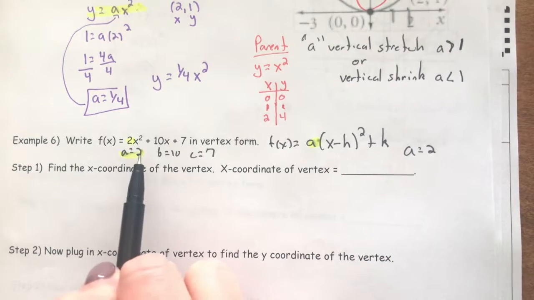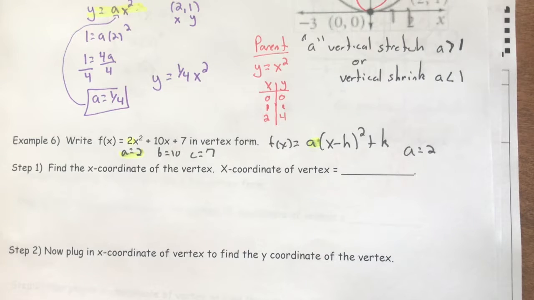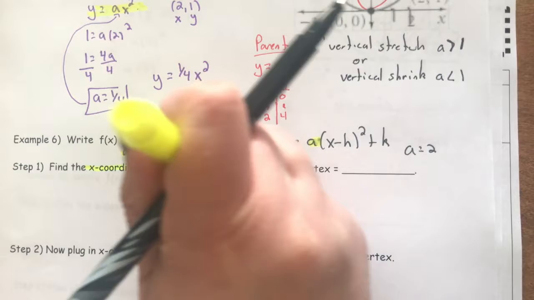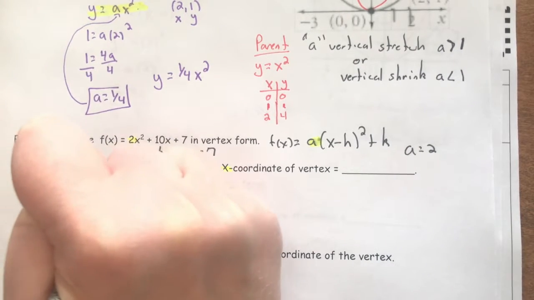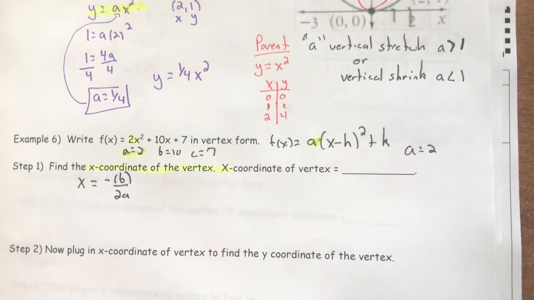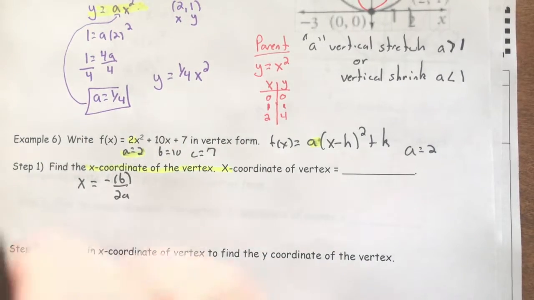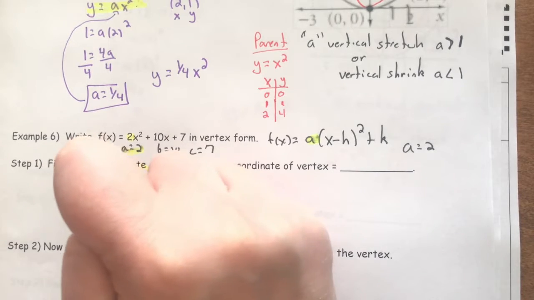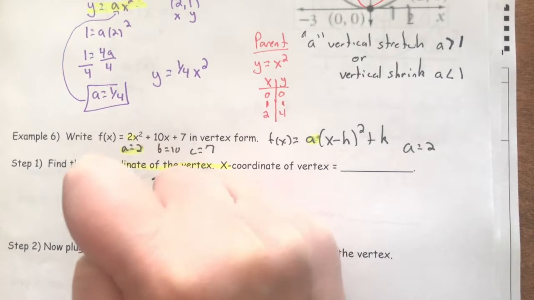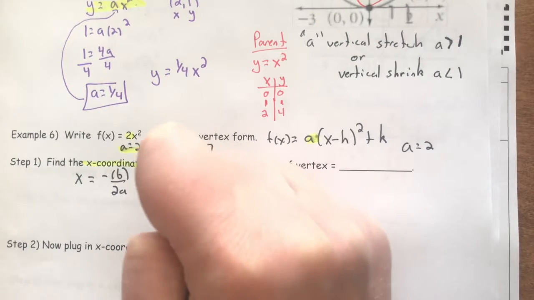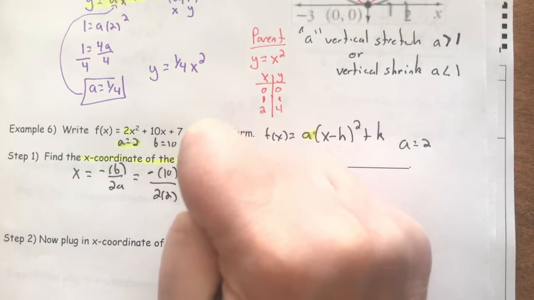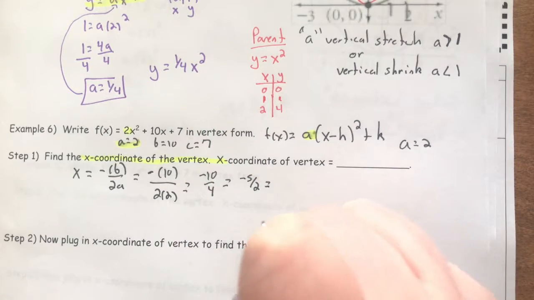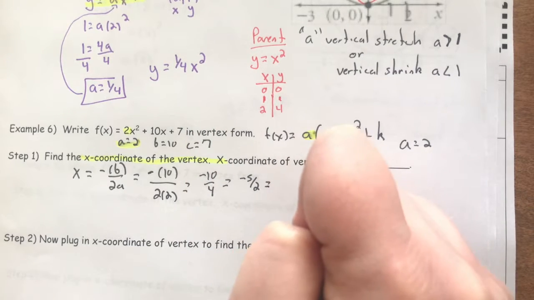But how do we find the vertex if I'm given this in standard form? What do you remember from previous lessons? We remember how to find the x-coordinate of the vertex. What's the formula? We know that x is equal to the opposite of b over 2a. Again, this is something you should have memorized by this point. So when we plug in our values, the opposite of 10 all over 2 times 2 becomes negative 10 over 4, which is equal to negative 5 halves. And if you were to use a calculator, that would be negative 2.5.